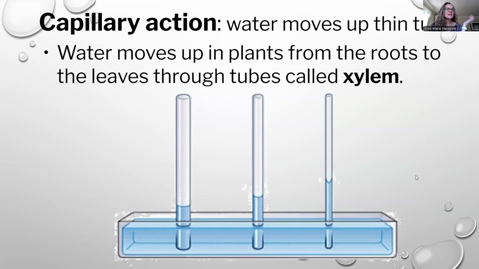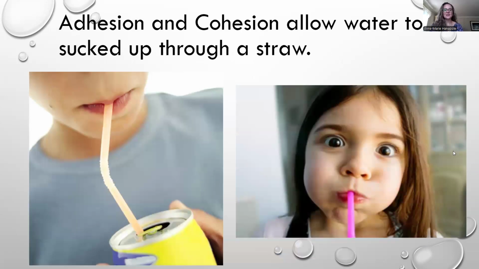Capillary action is, again, cohesion and adhesion of the water as it is traveling up a thin tube. Like xylem in the tree, but if you just had a very thin tube, the water is going to climb up it because of cohesion and adhesion. The thinner the tube, the higher up the water will travel through capillary action. And so adhesion and cohesion, capillary action, is what allows water to be sucked up through a straw.